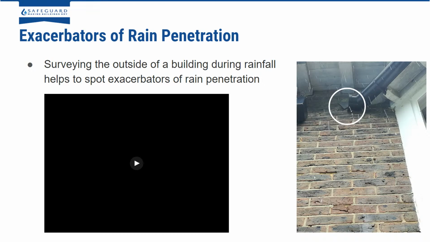It's quite a good thing to do when you're looking at properties to check during a rainy day. So if someone says they've got rain penetration, it's quite a good idea for them to go outside when it's raining and look at all their gutters and see if any of them are spilling out, because that might give a clue of why they're starting to get rain coming in.